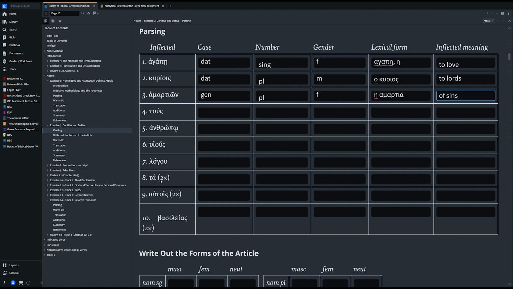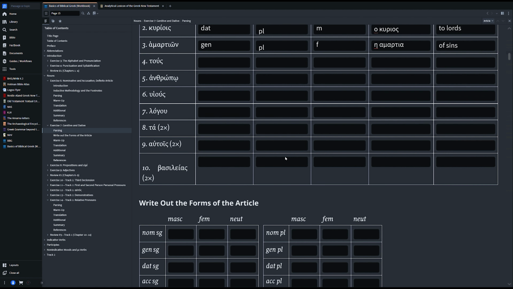Remember, if it's got 2x, it's because there are 2 options. And I'll just give you a clue that autos can be masculine, feminine, or neuter. And so you have to look at all the genders to see which one has the omicron iota sigma ending.